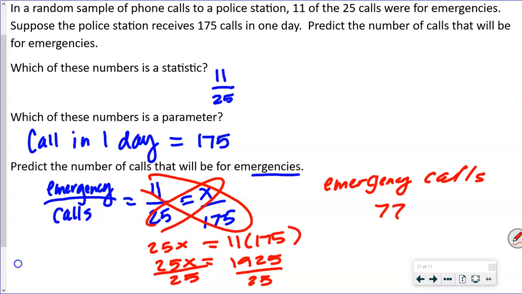77, right? Okay, so here's the deal. Why would we need to know that? Because perhaps it has to do with the number of employees you need. Can one employee handle 77 calls? Probably not. So these numbers that we're solving for here are very important because they're going to help us make wise decisions.